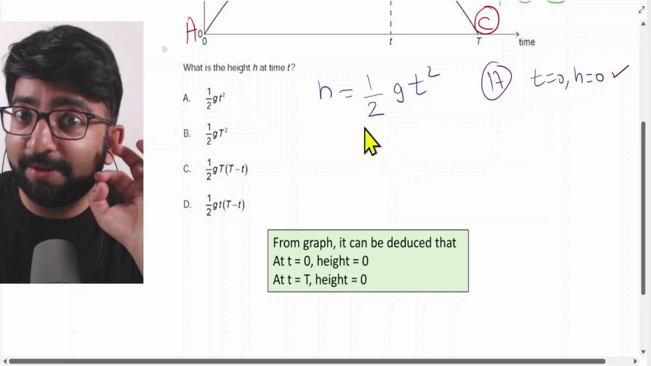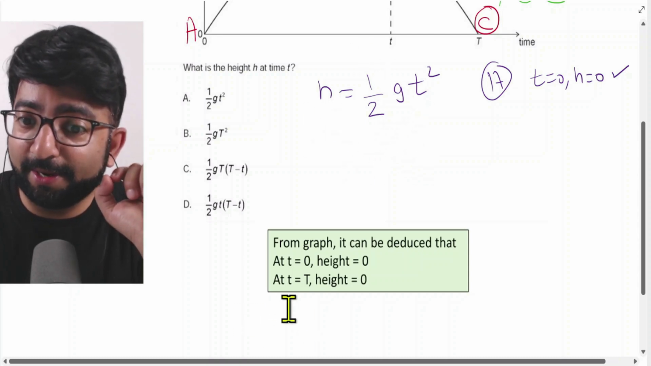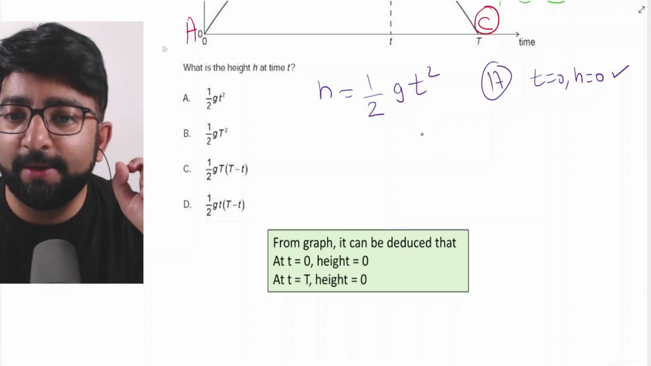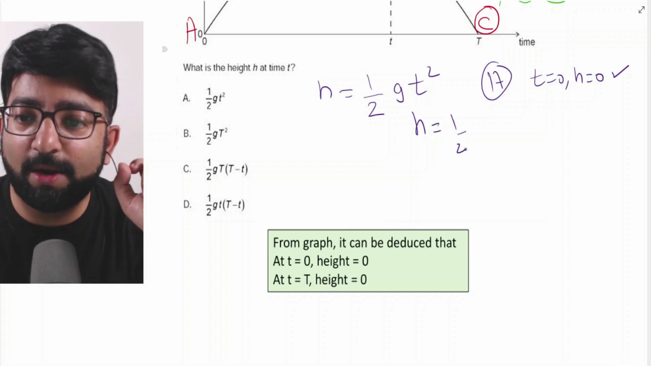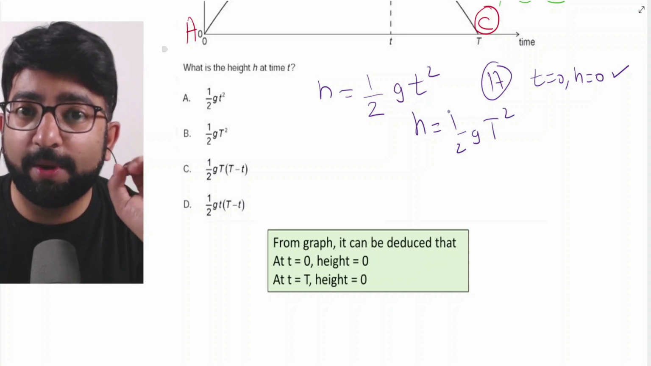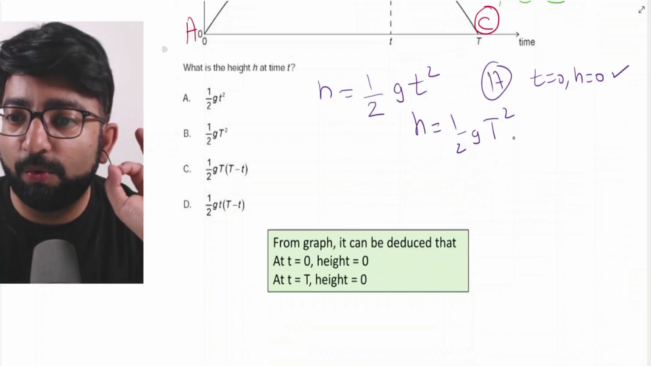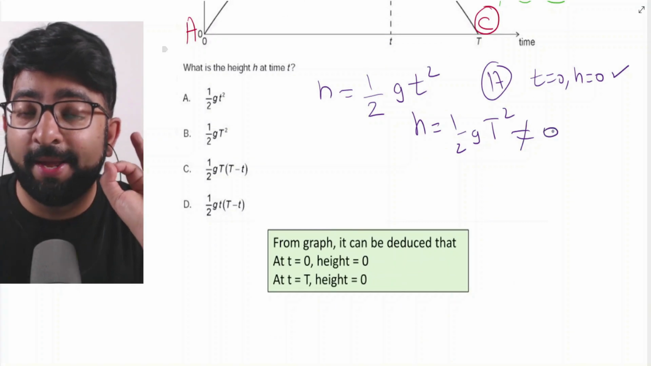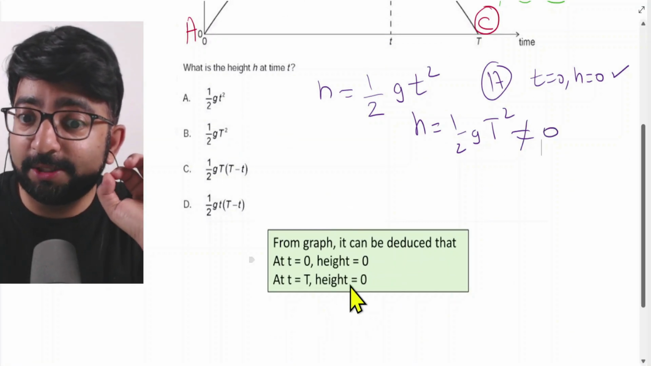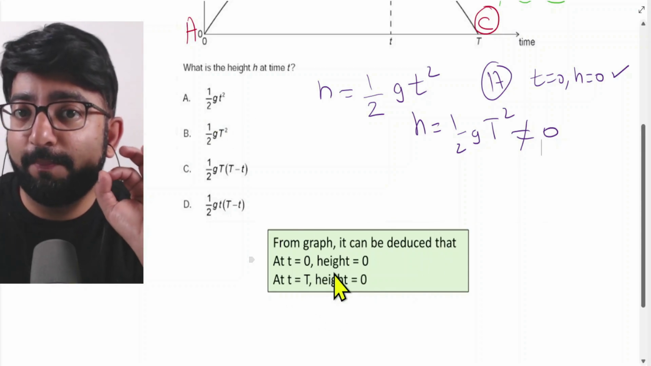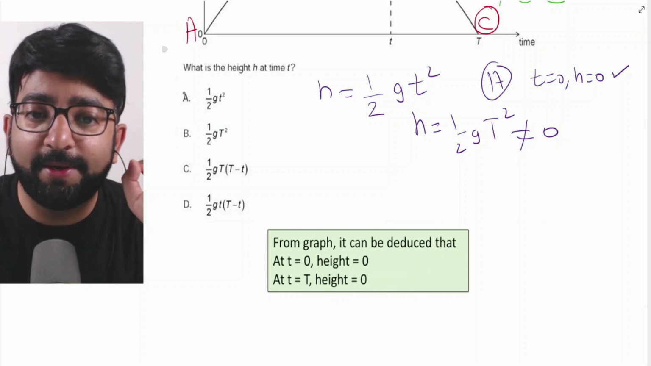But if this answer is correct, then it has to satisfy the second condition as well. So if instead of t, we put capital T, then the height will come out as half g capital T square. Now, capital T is not 0, which means the height value will definitely not be 0. Hence, option A is not satisfying the second condition. And for the option to be correct, it needs to satisfy both the conditions. Hence, option A we can eliminate.